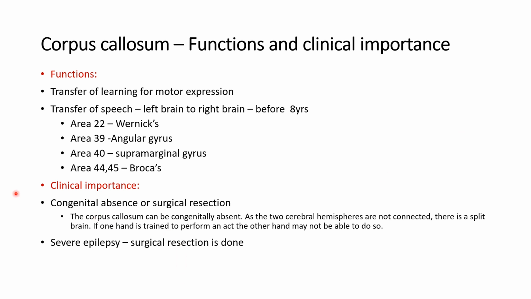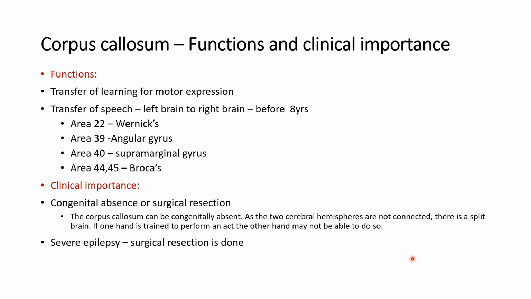So what is the clinical importance of the corpus callosum? Sometimes it can be absent right from birth, which is congenital absence, or it can be surgically resected, for example in severe cases of epilepsy. When it is absent, the two cerebral hemispheres are not connected. So there is split brain. If one hand is trained to perform an act, the other hand may not be able to do so, which you can test.